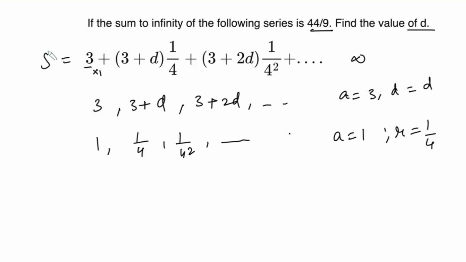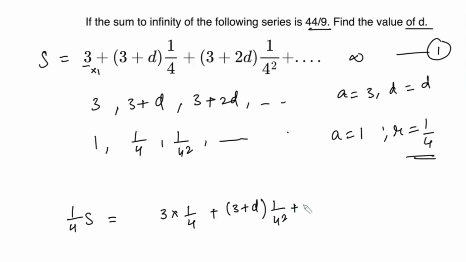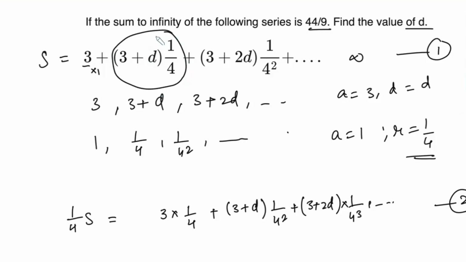Whenever we are given an AGP and we want to find the sum, we find R and multiply the given series by R. So you multiply the given series by R, so it will be 1 over 4 times S is equal to 3 times 1 over 4 plus 3 plus d times 1 over 4 squared, 3 plus 2d times 1 over 4 cubed, and so on up to infinity. And then you subtract equation 2 from equation 1.